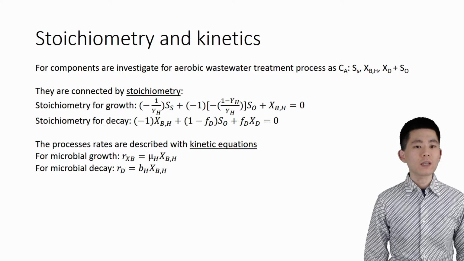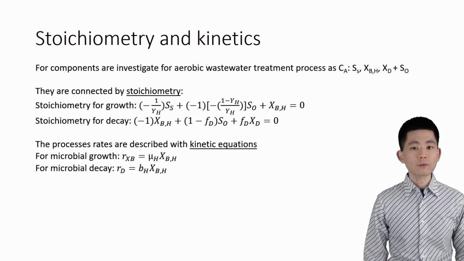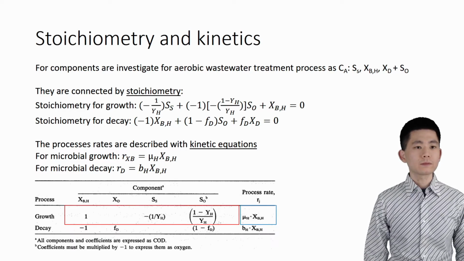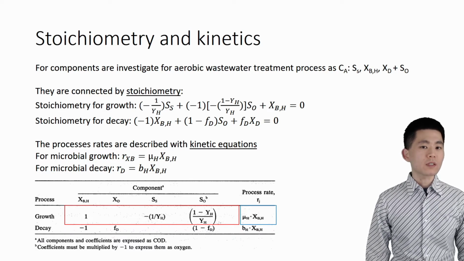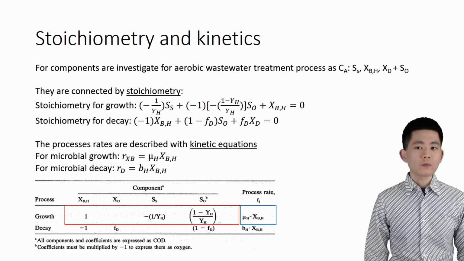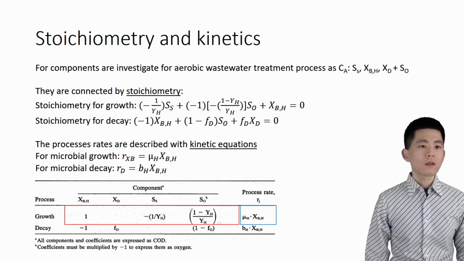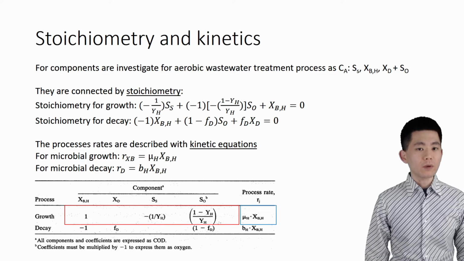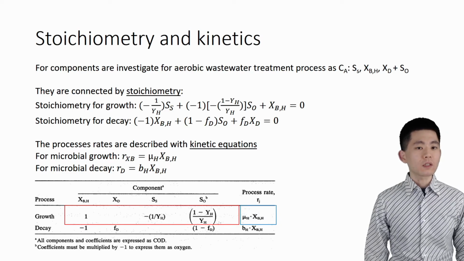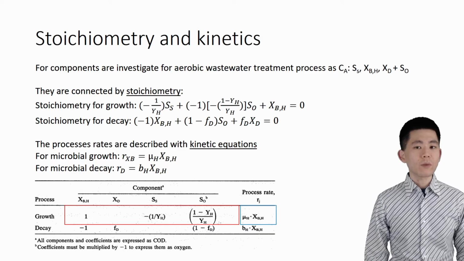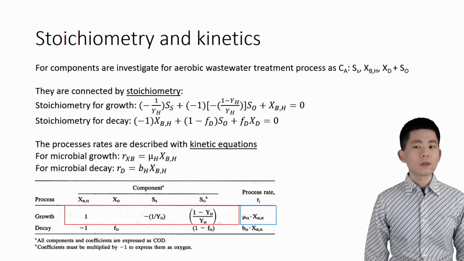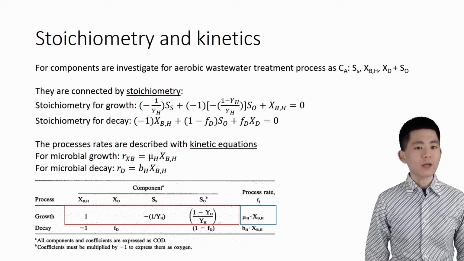These components can be connected by the stoichiometric relationships for growth and decay that we have covered in previous sessions. The process rates can be described with kinetics equations that we have also covered. The stoichiometry and process kinetics for the setup can be summarized with this matrix. The two rows are processes occurring in the reactor, including growth and decay. And the second to the fifth columns are the components of interests and their stoichiometric coefficients. The last column is a kinetic expression for those processes.